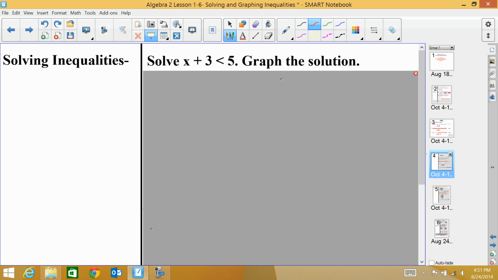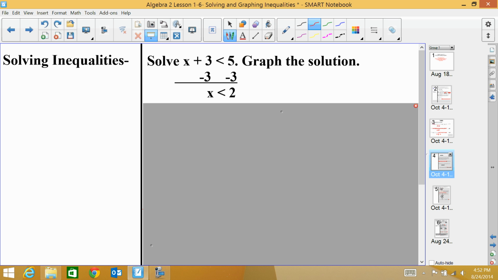Okay, now when you're solving inequalities, you're going to solve them just like you would solve if it had an equal sign right here. So you're going to solve them just like you would solve equations, same steps, and then just graph the solution. So if we have x plus 3 is less than 5, we're going to pretend that this is an equal sign right here. And so how would we get x by itself? Well, we would subtract 3 from both sides. And so then we come up with a solution, x is less than 2.